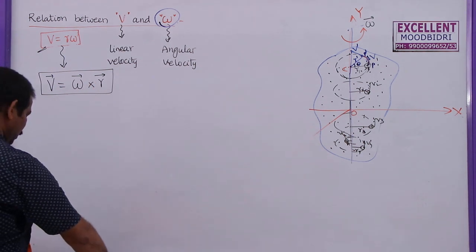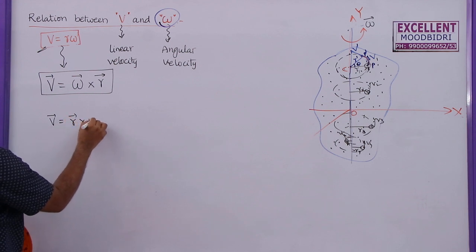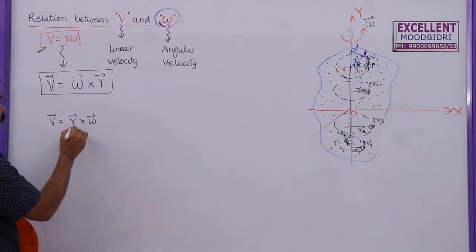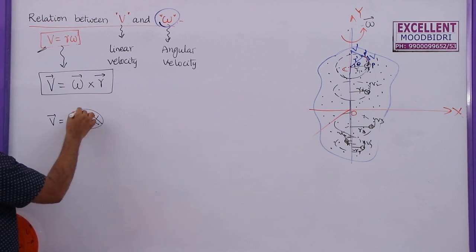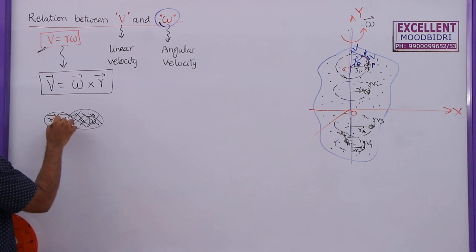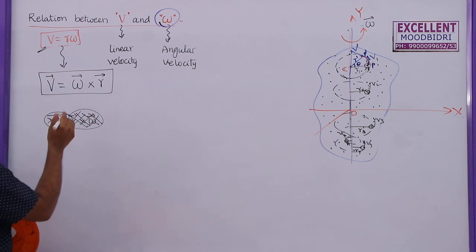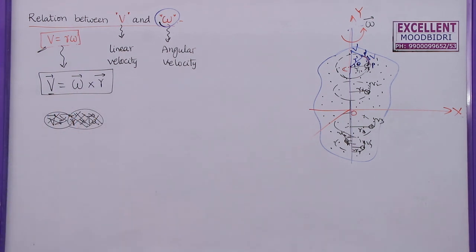Suppose you write v bar as r bar cross omega bar, you may get the same magnitude, but you will get a negative value here. Be careful, this is wrong. With experience you will come to know whether it is omega cross r or r cross omega. Here I am multiplying omega with r so that I get a velocity.